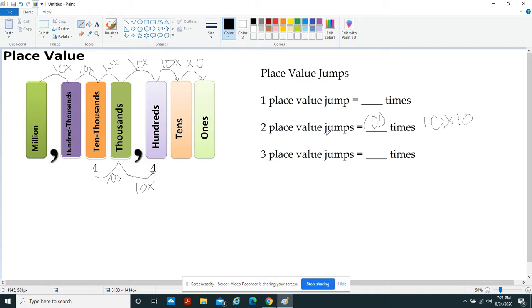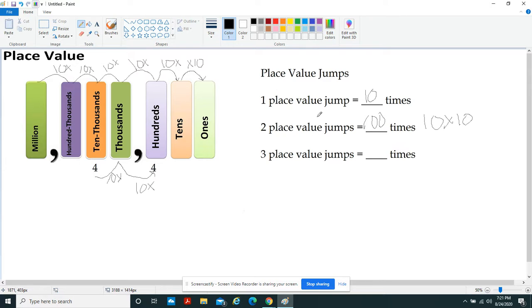So 2 place value jumps equals 100 times greater, or 100 times less, depending on which way your number or digit moves. All right. So 1 place value jump we know was how much? 10 times. So as you look at 1 jump and 2 jumps, a pattern begins to emerge. And that's our mathematical practice number 8, to find patterns.